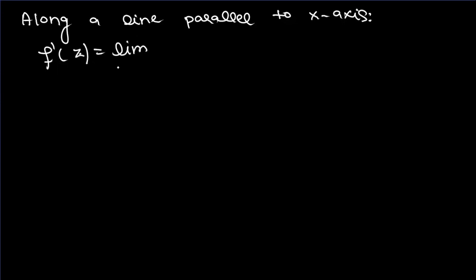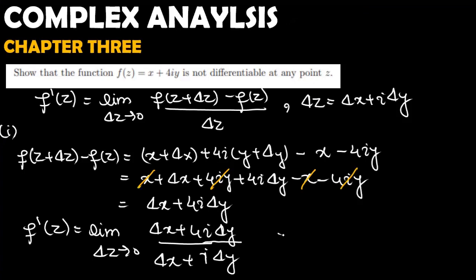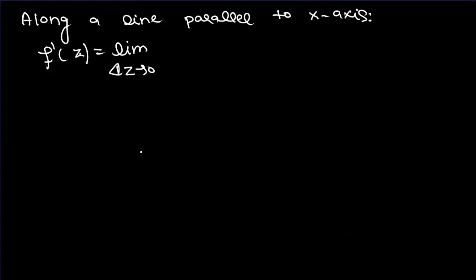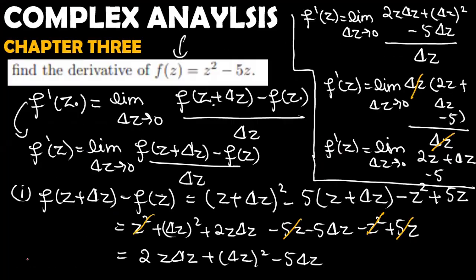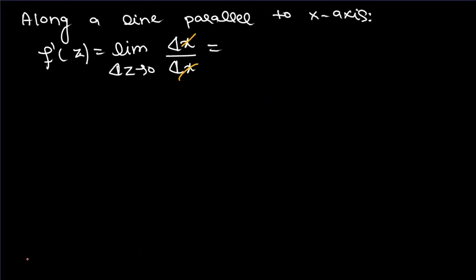So in a line parallel to the x-axis, f'(z naught) is equal to the limit as delta z approaches 0. In this formula, along the real axis, the value of delta y is equal to 0. So we will take only the value of delta x. You can see that delta x is cut with delta x, so we get in the end 1 as an answer.